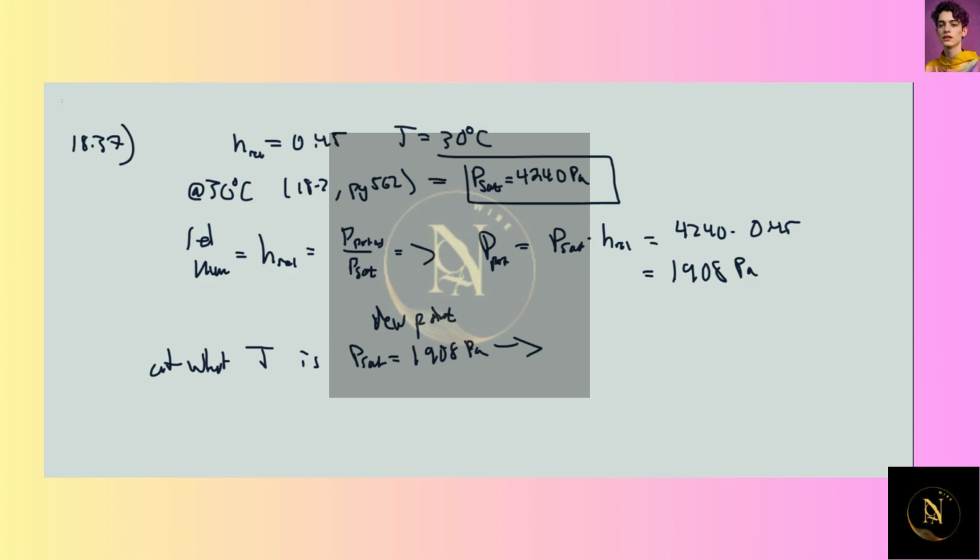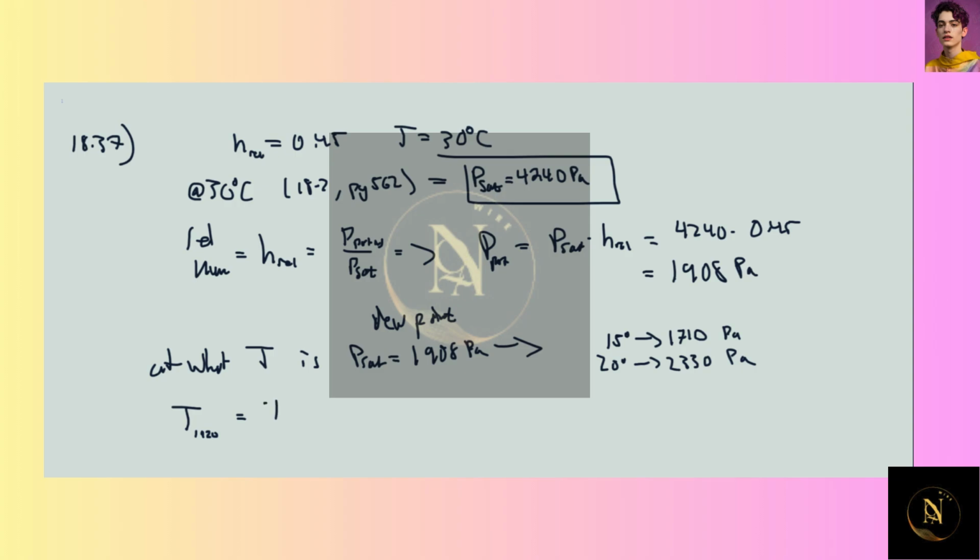the P-sat. So we should see the two closest values are at 15 degrees, we have 1710 pascals, and at 20 degrees, there is 2330 pascals. So to figure out the temperature for 1908 pascals, we need to use linear interpolation here.